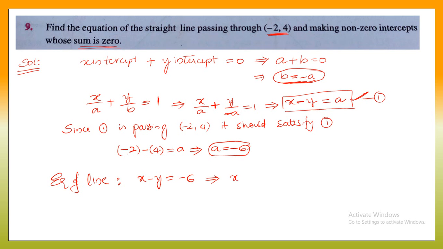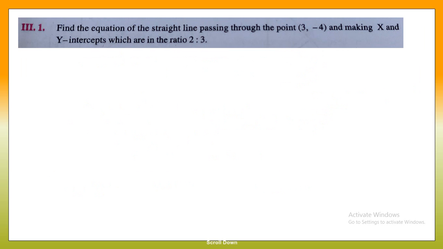So when I transpose that minus 6, I can write it as x minus y plus 6 is equal to 0. So if you find out the intercepts and take the sum, you are going to get the sum of intercepts as 0. Hence the equation of the given line is x minus y plus 6 is equal to 0. Right, next moving on to one more question.